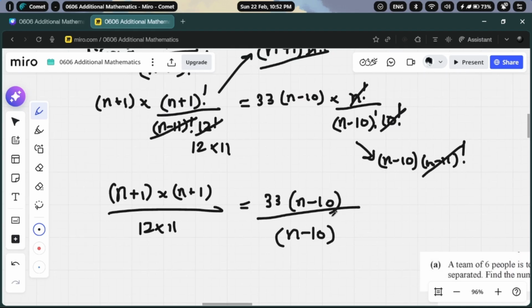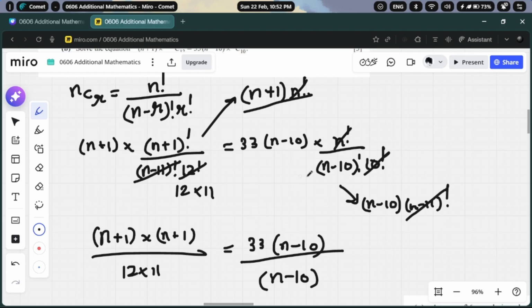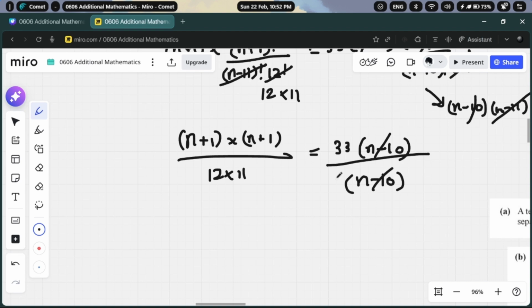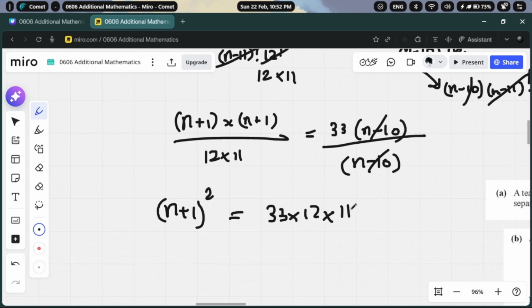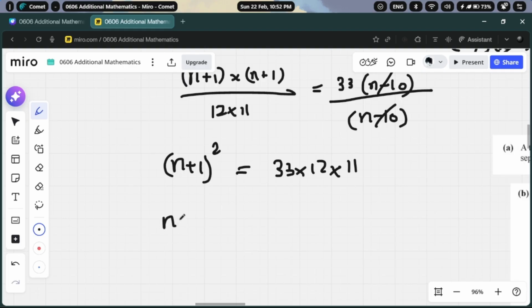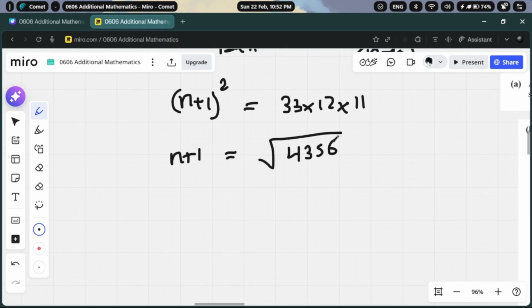Now you have n minus 10 and n minus 10, so you can cancel that. So you're left with 33 on the right hand side. Now you could expand this to give you a quadratic, but if you just take the square root on both the sides, you end up with n plus 1 is equal to the square root of 4356. Root of that would be 66. So you get n is equal to 65.